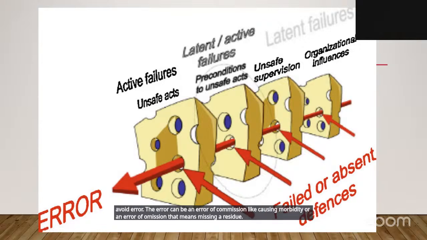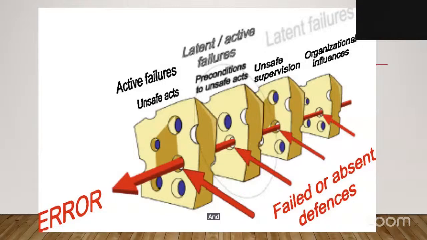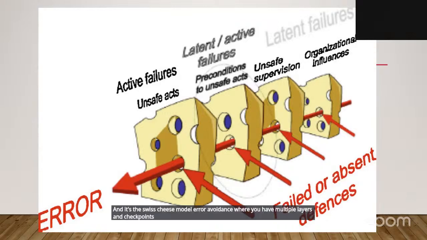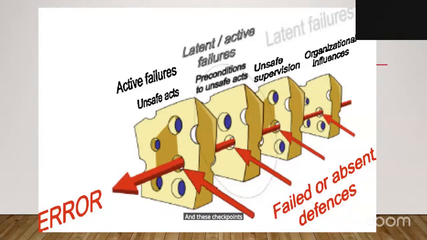And this is like this. It's the Swiss cheese model of error avoidance, where you have multiple layers and checkpoints, where you look at any factors which could lead to latent failures. And if you address them, then you prevent converting them into an active failure or an error. And these checkpoints are at multiple steps.